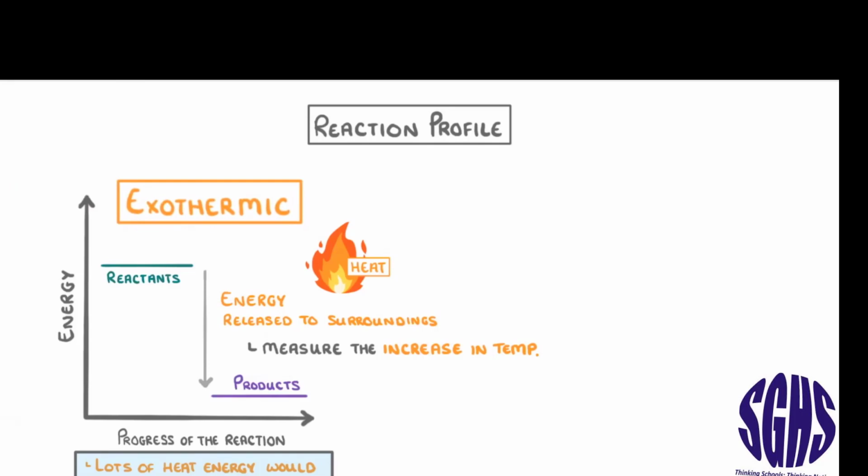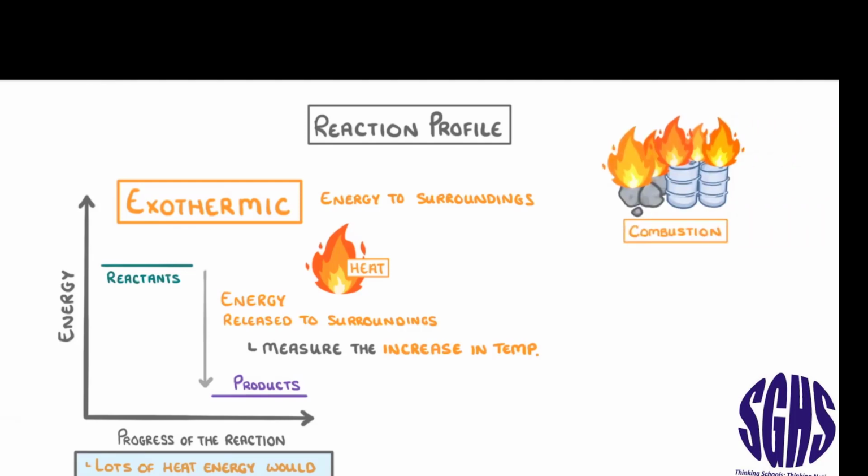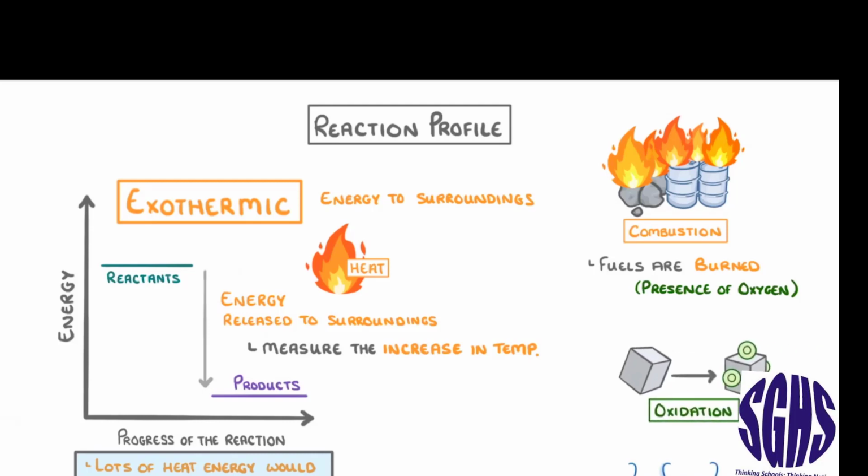And what all exothermic reactions have in common is that they transfer energy to the surroundings, usually in the form of heat. The most common type of exothermic reaction is combustion reactions, in which fuels are burned, usually in the presence of oxygen, like in our reaction. Other examples, though, include neutralization reactions between acids and bases, and most oxidation reactions.